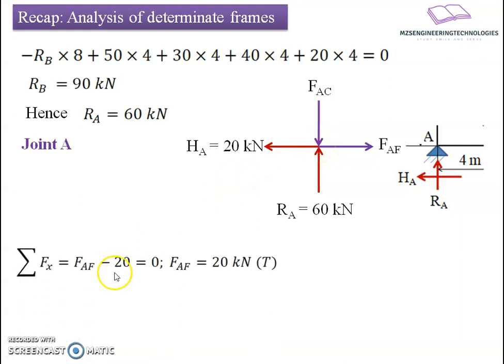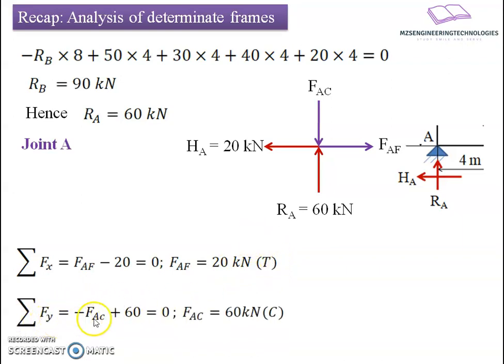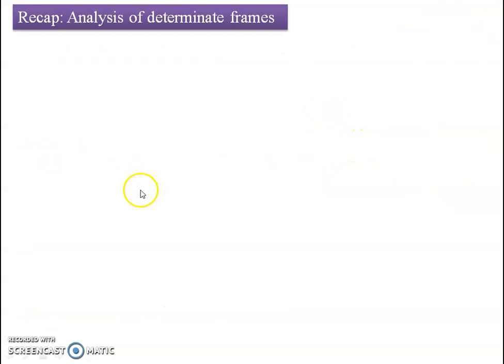That is why only two equilibrium equations are available. Summation of force in x direction: FAF minus 20 equals 0. It leads to FAF equals 20 kilonewton, which is tensile in nature. Similarly, summation of Fy equals minus FAC plus 60 equals 0. So FAC equals 60 kilonewton, and the nature is compressive. Then I have got two unknown forces from joint A. Let's move to the next joint.